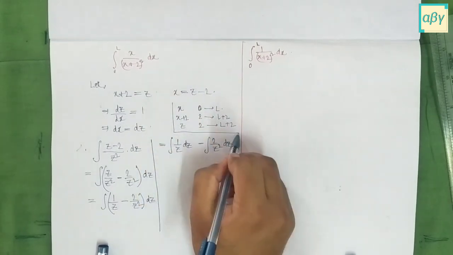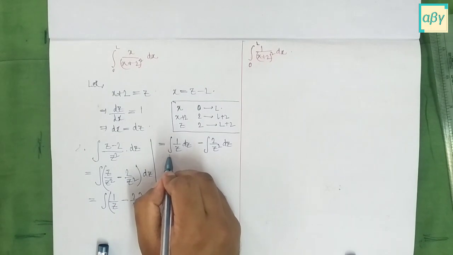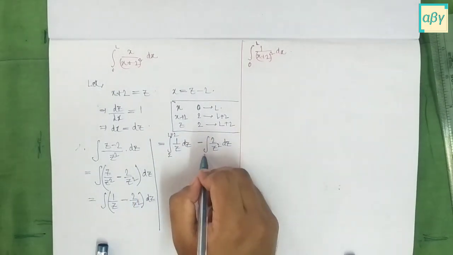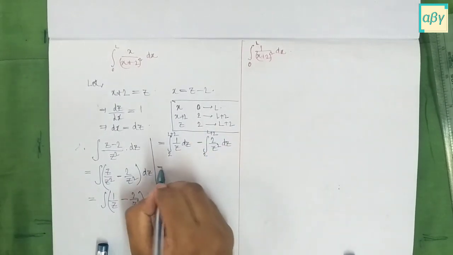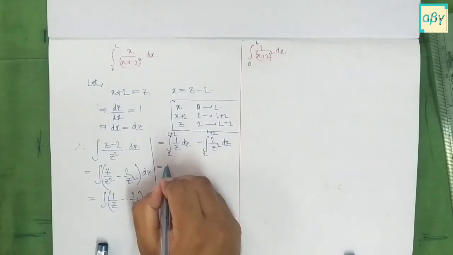So this was a rough work which we required to find out the limits for z. So your limits will be starting from 2 and ending at L plus 2. Similarly, in this case also, your limits will start at 2 and end at L plus 2. So let me do the integration. Integration of 1 by z is ln of z.